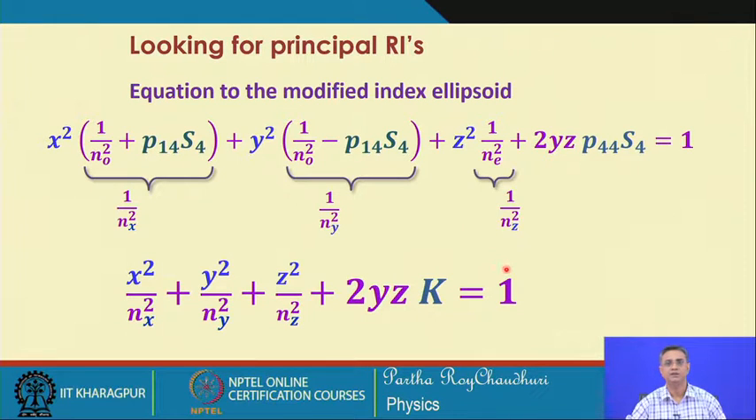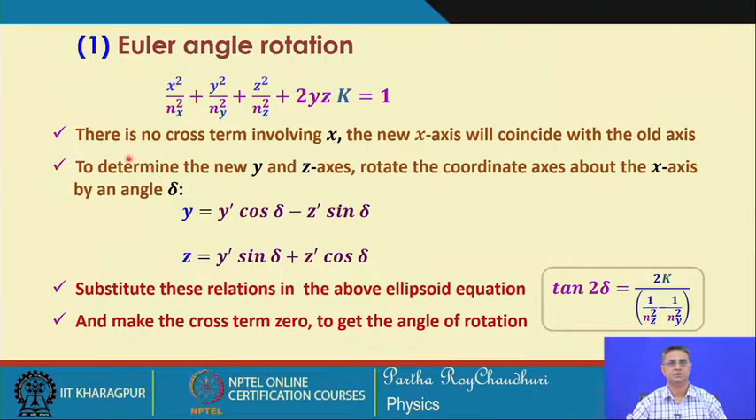To do that, let us first rewrite this ellipsoid equation using this n x, n y and n z. It takes the very simplified form of n x square, n y square, n z square and twice y z k. So, this is the changed index ellipsoid. We will have to now bring it to the principal axis system. First we will consider this Euler angle rotation, and we will provide rotation to the coordinate axis to make it coincide with the principal axis system.